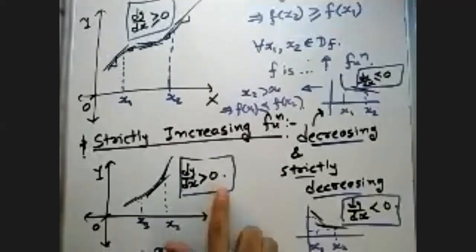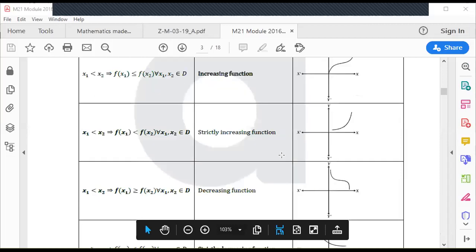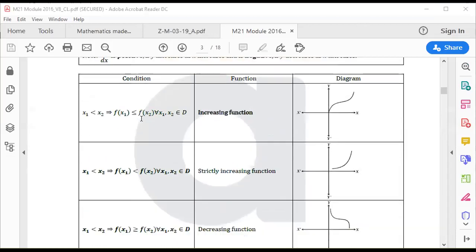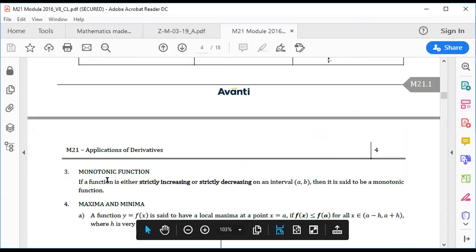In the module, these conditions are not given. So just add those conditions. Okay. So now in your module, let us see these things first, maxima and minima. Right. So here the condition of dy by dx is not given, students. So please include these conditions over here. Okay. dy by dx greater than or equal to 0, greater than 0.